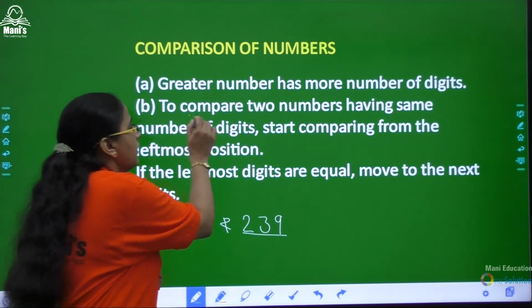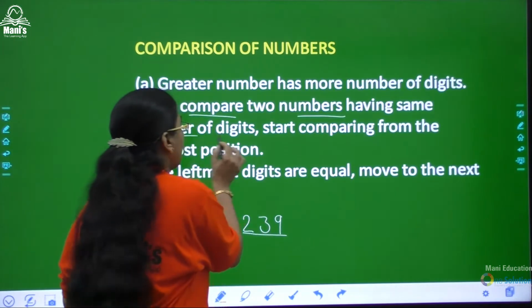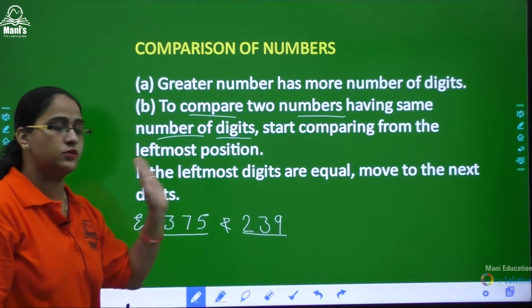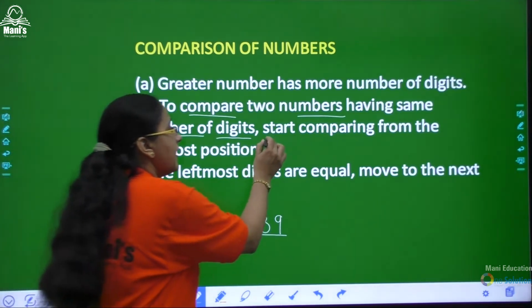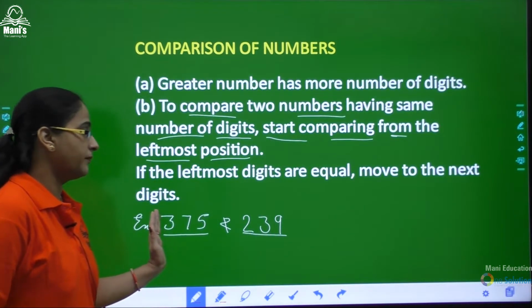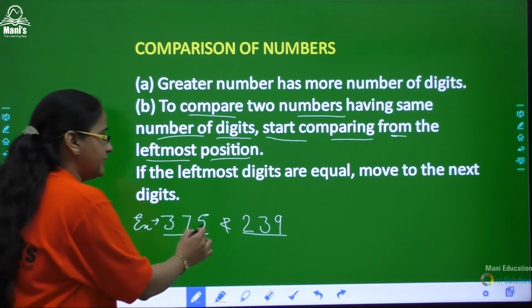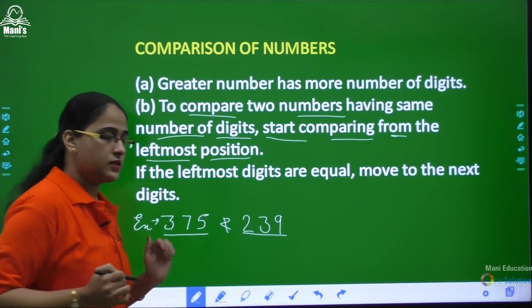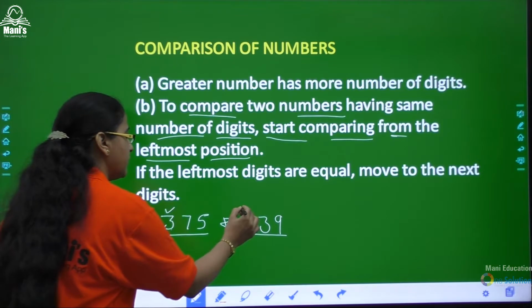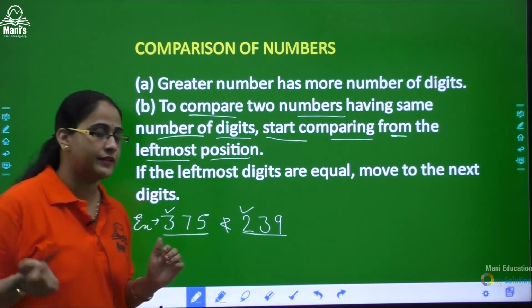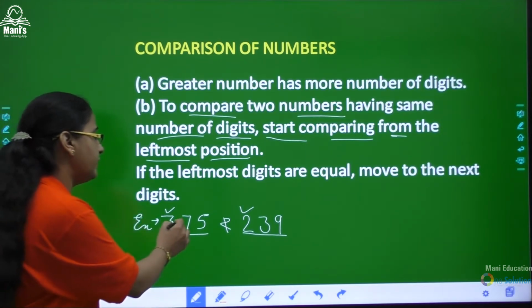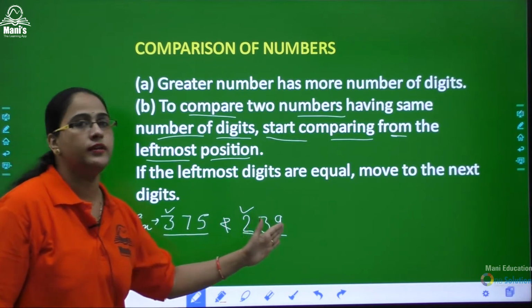The next point is to compare two numbers having the same number of digits. Here both have 3 digits. Then what do we have to do? Start comparing from the leftmost position. Leftmost position means from here. One's place is on the right and the last place is on the left. So we compare the leftmost digits. Here is 3, here is 2. Definitely 3 is greater than 2. So we can find out that 375 is greater than 239.